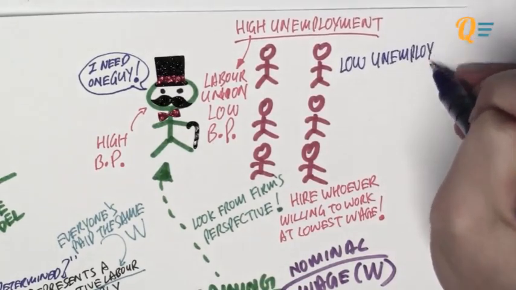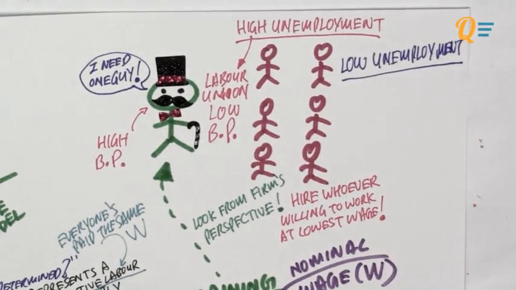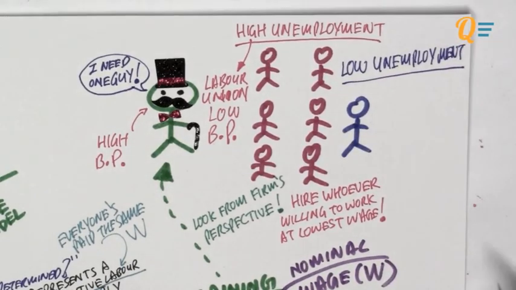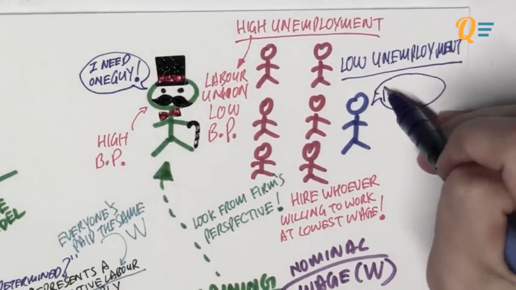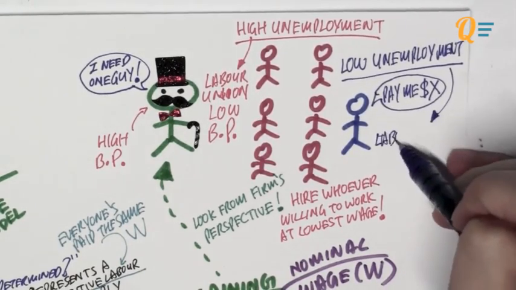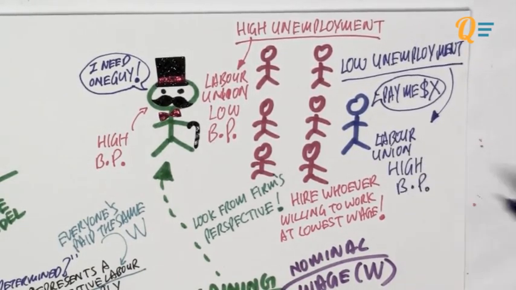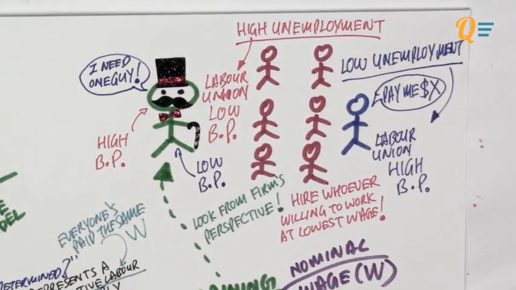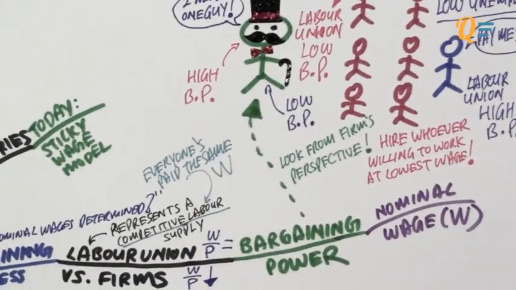So that's the case where we have high unemployment. Now let's look at the case where we have low unemployment. To bring things to the extremes, there's only going to be one guy that doesn't have a job. Since you need to hire one guy, this is the only guy in the entire economy that is available for you to hire. And since he knows that he's the only guy and he knows that you need him, he's going to start to negotiate his pay with you. So as you can see, when the economy has got low unemployment, the labor union actually has got a higher bargaining power, and the businesses will have a lower bargaining power. So that is how the bargaining power shifts between the labor union and the firms.